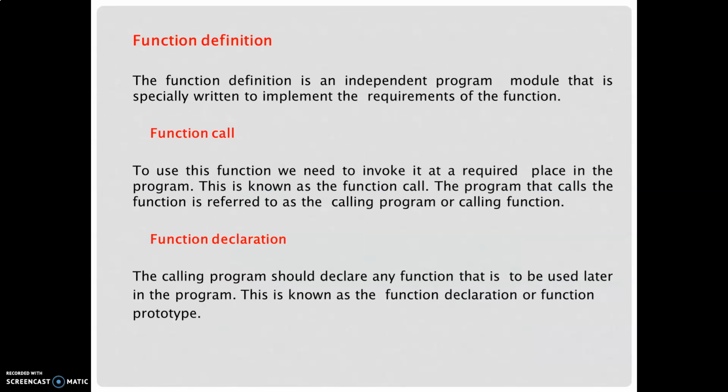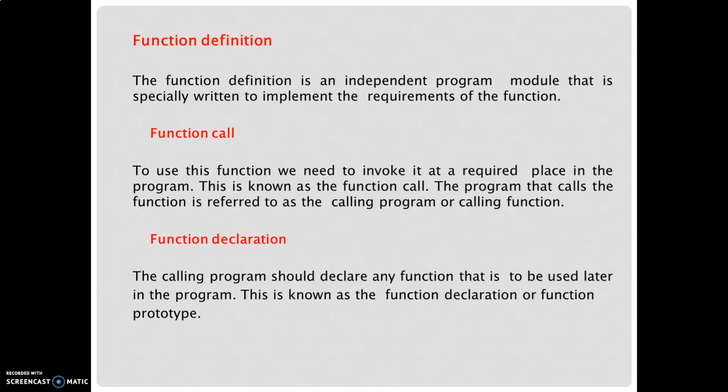In the function definition, the function definition is an independent program module that is specially written to implement the requirements of the function. What are the requirements of that function? Right? I have to define the function. This is called the function definition. What I have told you, that for a particular program module, whenever I am searching that thing, then obviously I have to define it, what are present inside it. This is function definition. What is function call? To use this function, we need to invoke it at a required place in the program. That means whenever I have a need of this particular operation, I will call that particular function. This is called function call.